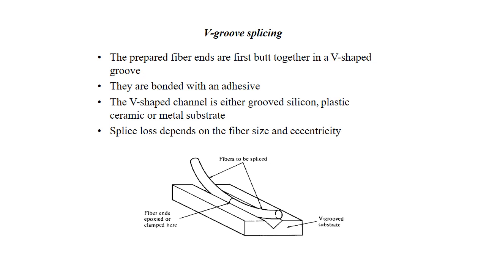The V-groove splice is formed by sandwiching the butted fiber ends between the V-groove glass substrate and a flat glass retainer plate. The V-shaped channel can be either a grooved silicon, plastic, ceramic or metal substrate. The splice loss depends strongly on the fiber size and eccentricity. Mechanical splices may have slightly higher loss and back reflection.